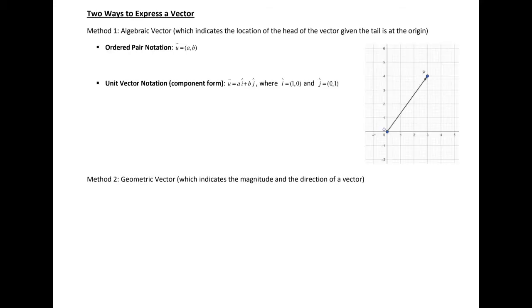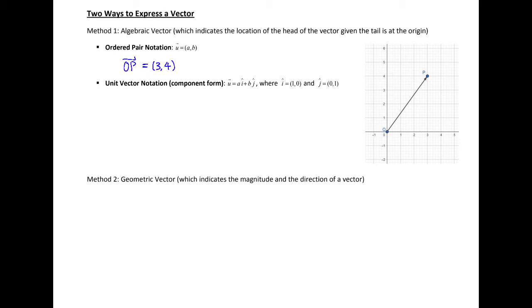Under each representation of the vector, we have 2 different notations that we can use. The first one is called ordered pair notation. So let's look at the diagram on the right. Vector OP can be written as (3, 4), which indicates the location of the head as an ordered pair.